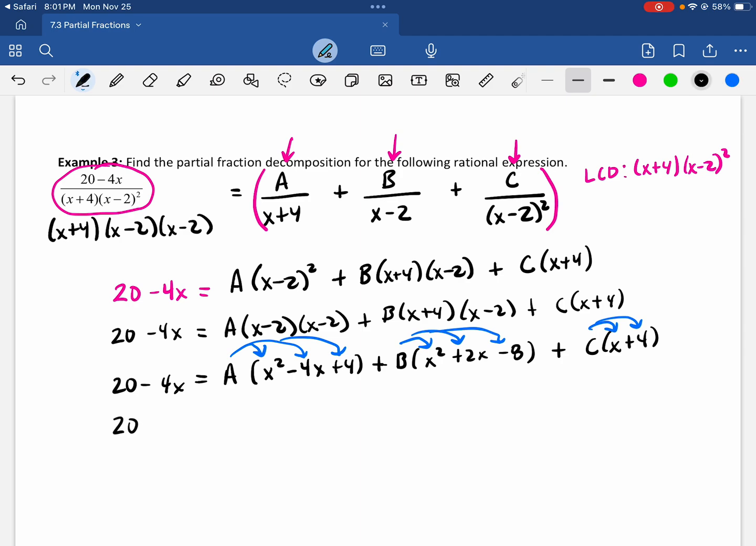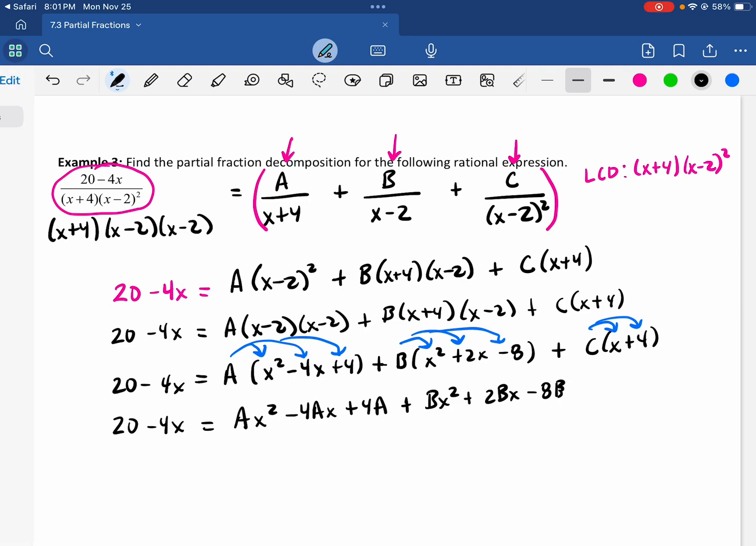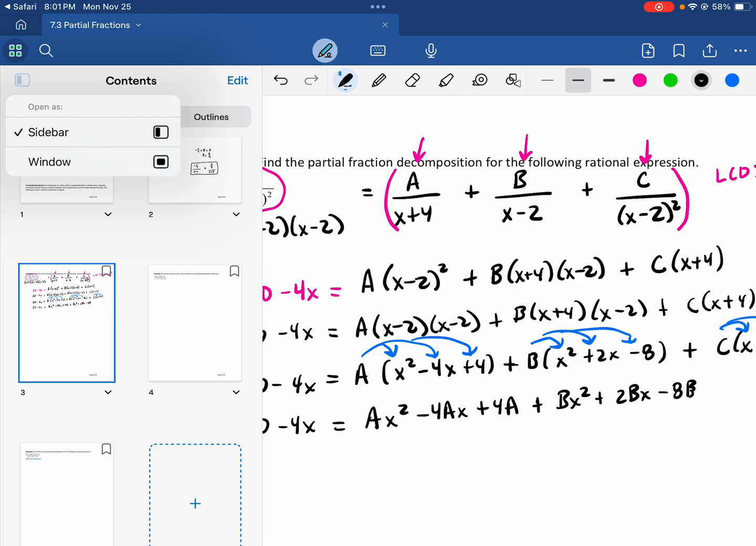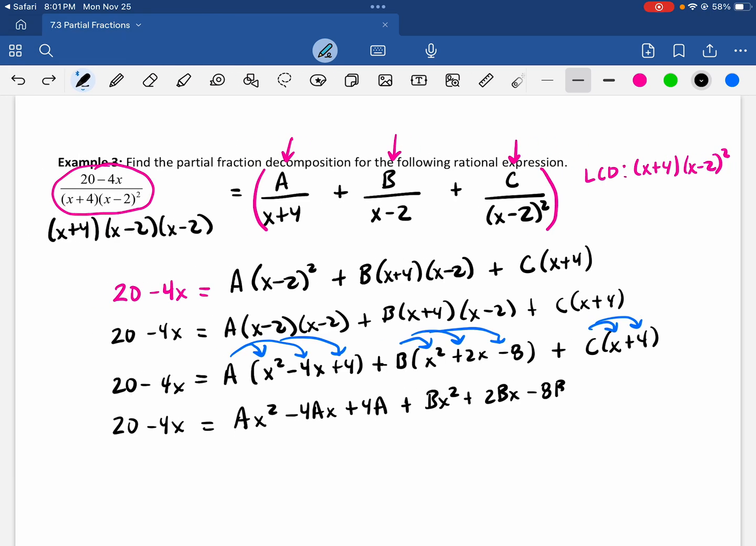And let's see. Oops, left off the A there. So it's going to be Ax squared minus 4Ax plus 4A. And then this is Bx squared plus 2Bx minus 8B. And then this is going to be Cx plus 4C.